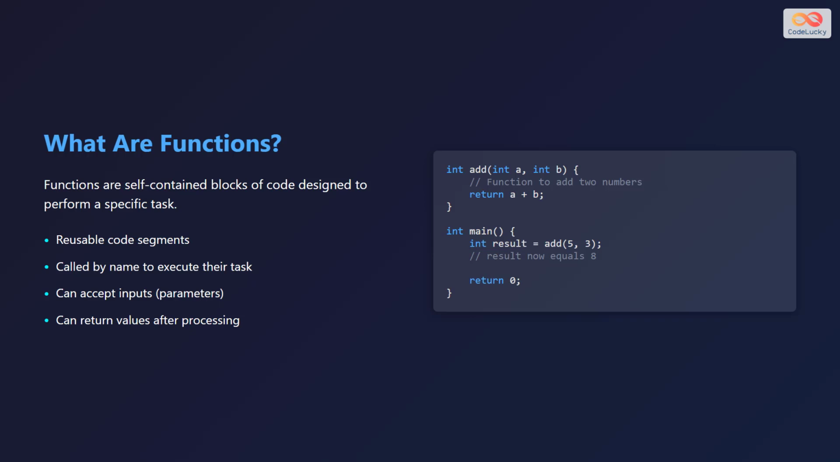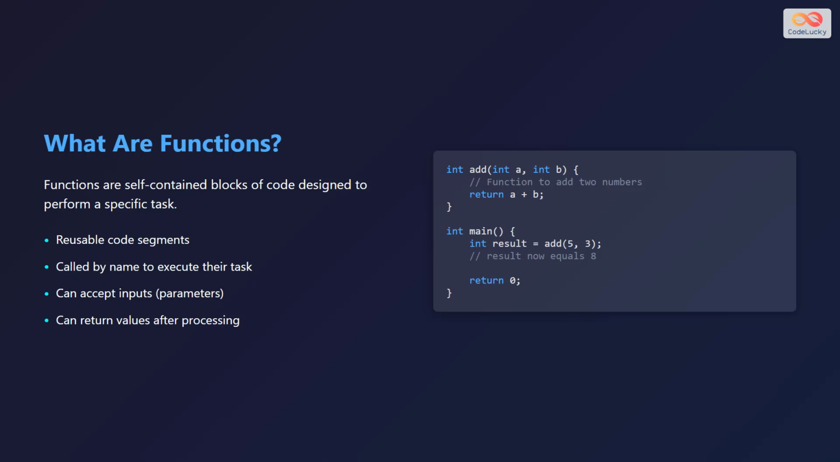Functions can accept inputs, which are called parameters. These parameters allow you to pass data into the function for processing. Functions can also return values after they have finished processing the input. For example, look at the code here.